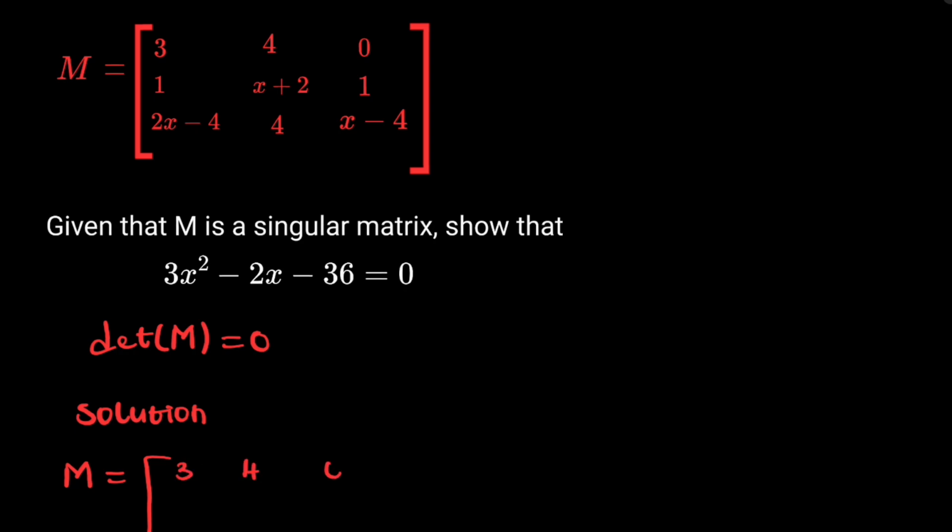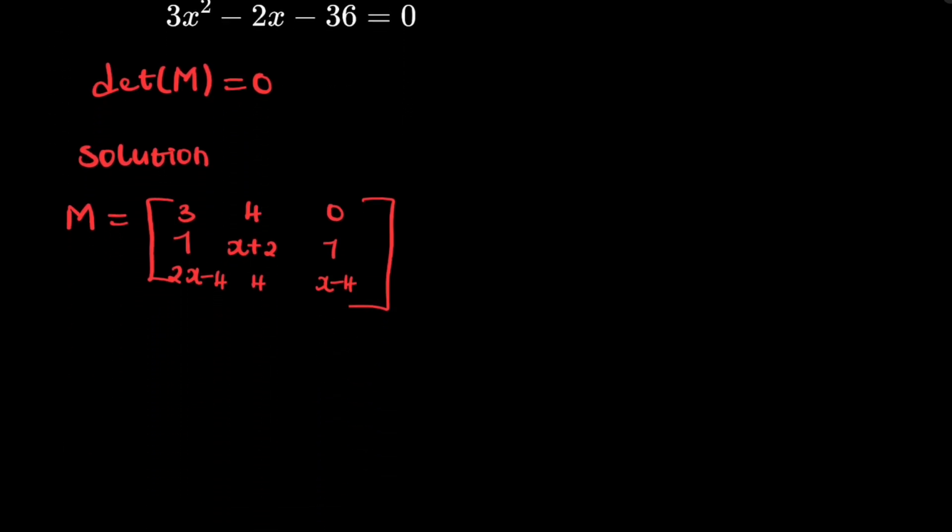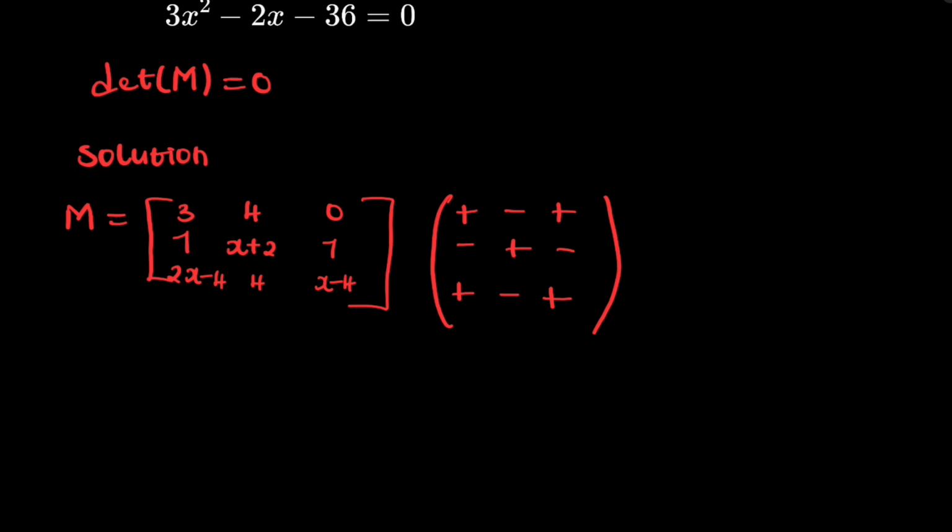3, 4, 0, 1, x plus 2, 1, 2x minus 4, 4, x minus 4. Okay, so this is the matrix. Now let's look for the determinant. We write our signs: plus, minus, plus, minus, plus, minus, plus, minus, plus. Now we choose a row. So I've already seen the row that I'm going to choose. The first row has a 0, so I will choose it to make things better for me. So I will choose the first row.